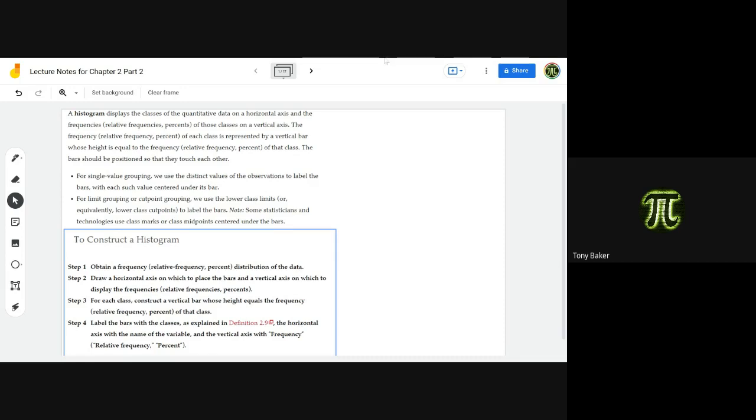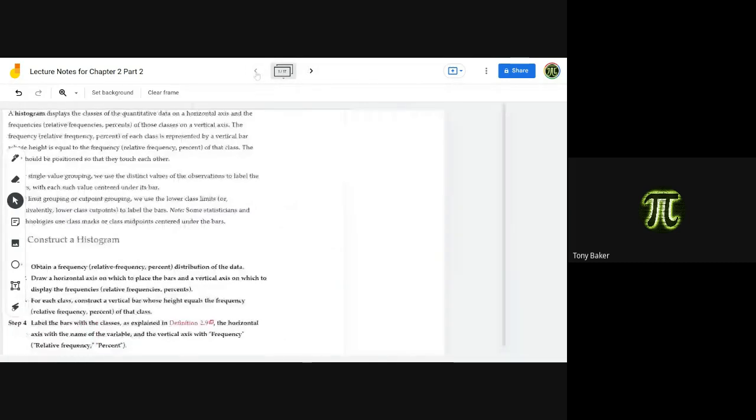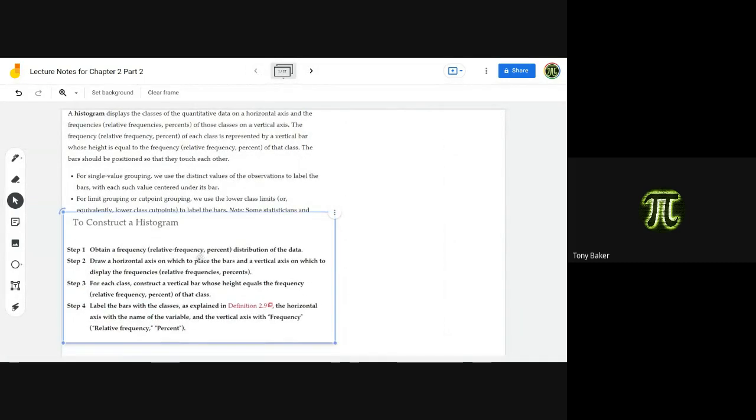So to construct, I think somebody put the histogram there. Oh, good. Yes. All right. I made sure I copied those in there.